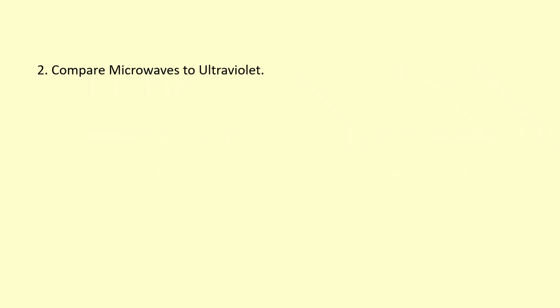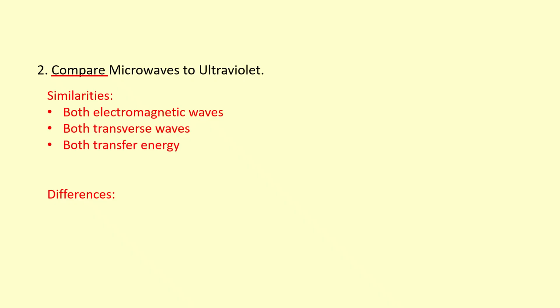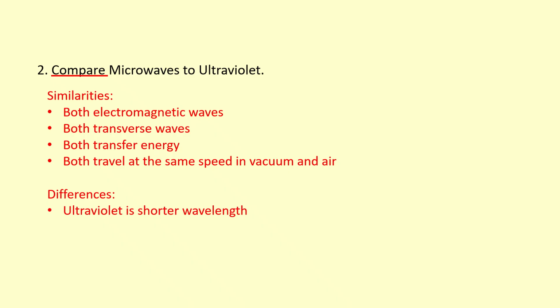Okay, last example: compare microwaves and ultraviolet. If it's a compare question, we should normally give similarities and differences. Microwaves and ultraviolet are both electromagnetic waves. That means they're both transverse, they both transfer energy, and they both travel at the same speed in vacuum and air. So they travel at 300 million meters per second. What's the difference? Ultraviolet is on the right-hand side of the spectrum. That means short wavelength. Ultraviolet is high frequency as well, and ultraviolet is high energy.